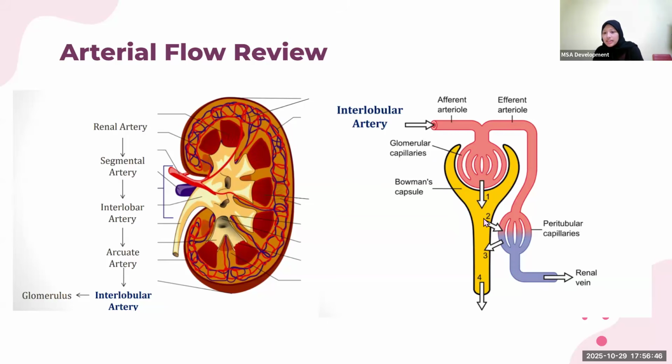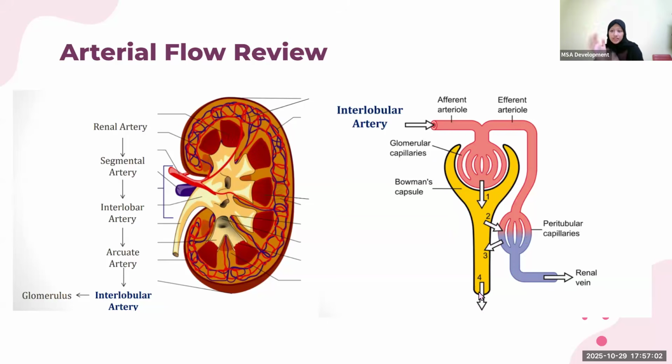Okay. And these arrows that you see here are filtration. Some things will be reabsorbed, because that's the function of the kidney. Some will be secreted into the kidney and then excreted all the way to the bladder.